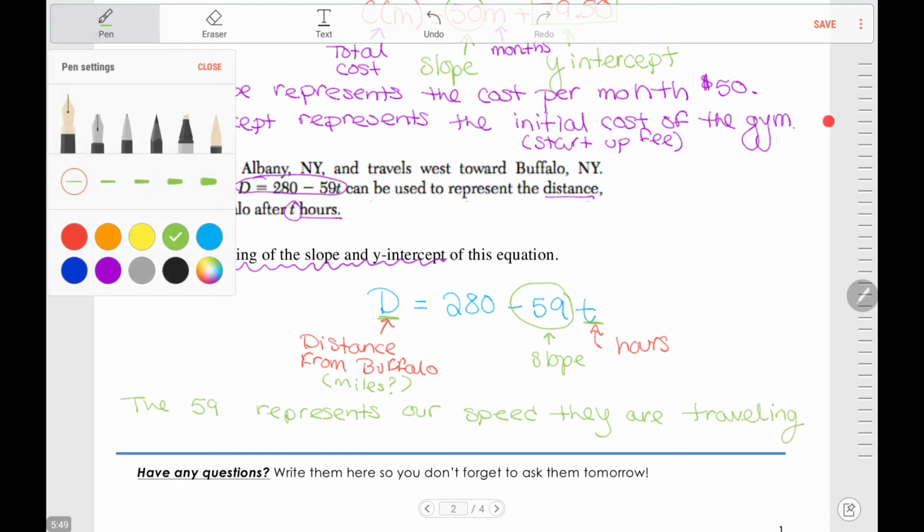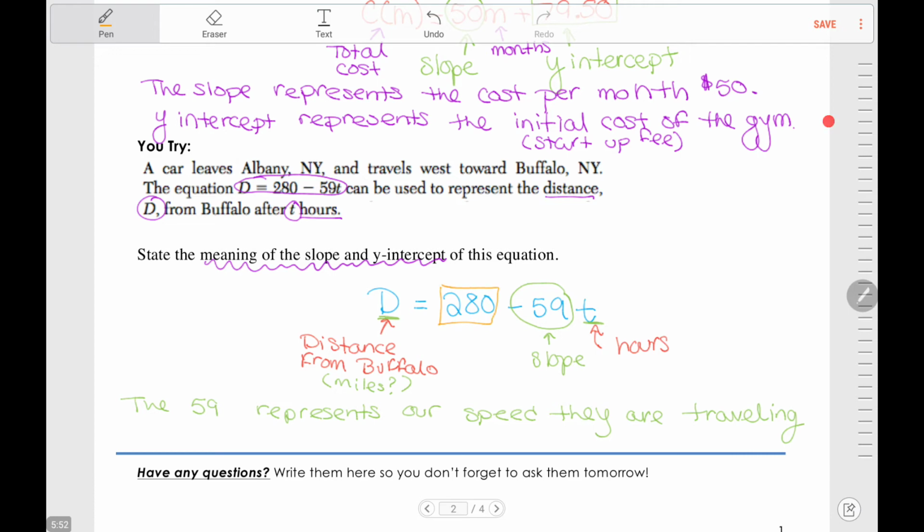And then the 280 represents the y-intercept, the initial distance away from Buffalo. Now we know these interpretation questions can be a little hard, so we're going to continue this tomorrow, and we just wanted to give you a preview before. See you tomorrow.